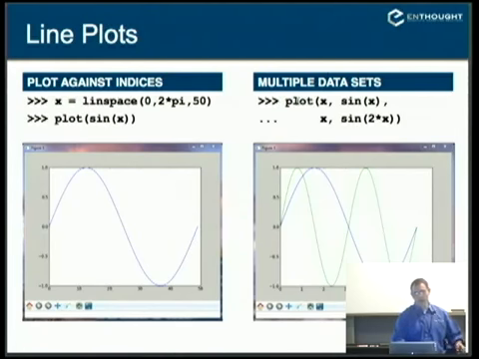Okay? If you want to be explicit about your x-index, then you can specify x versus sine of x. Now, it's not going to be 0 to 50, it's going to be 0 to 2 pi that gets plotted here. But look at this, we put 2 lines in here: x versus sine of x and x versus sine of 2 times x. So we double the frequency and you'll get the green line here.